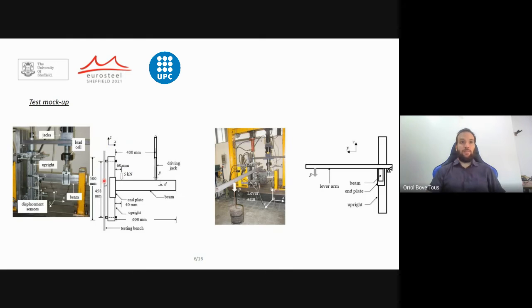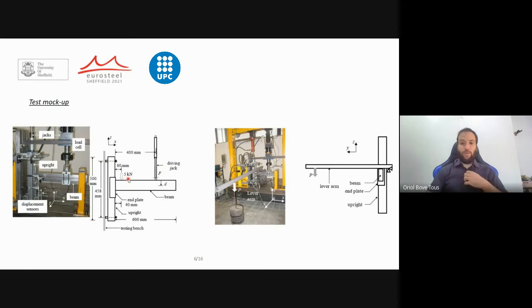Here we can see the test mock-up. As we can see, the upright is fixed to a rigid bench, and a driving jack is used to apply the input force. Additionally, we see here a permanent load of 5 kilonewtons very near the connection.